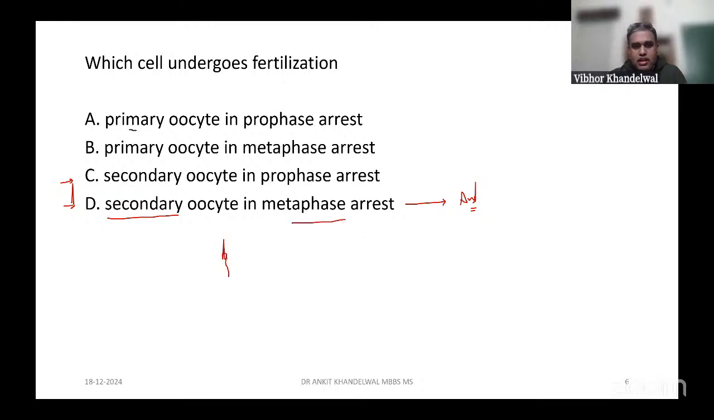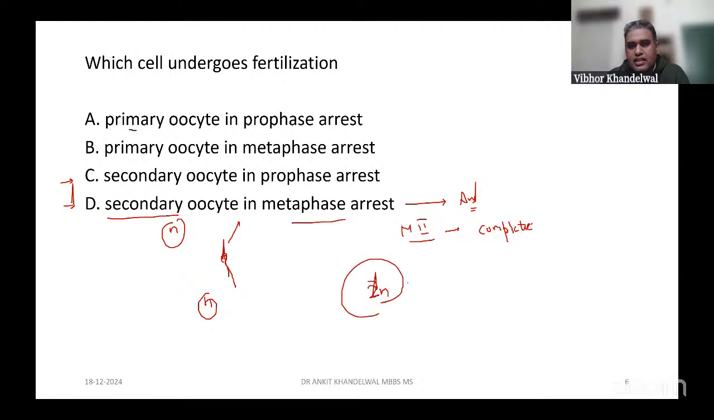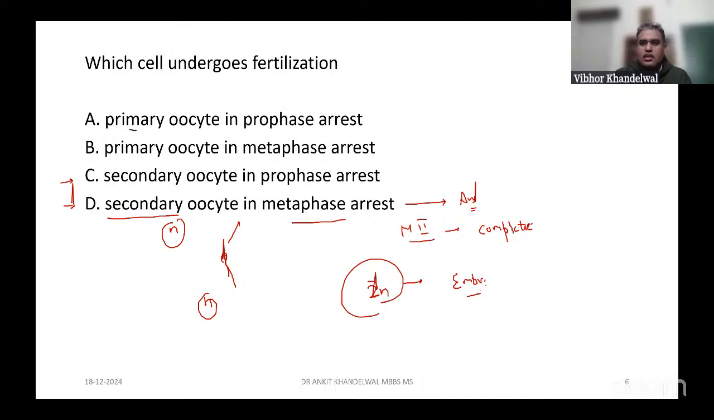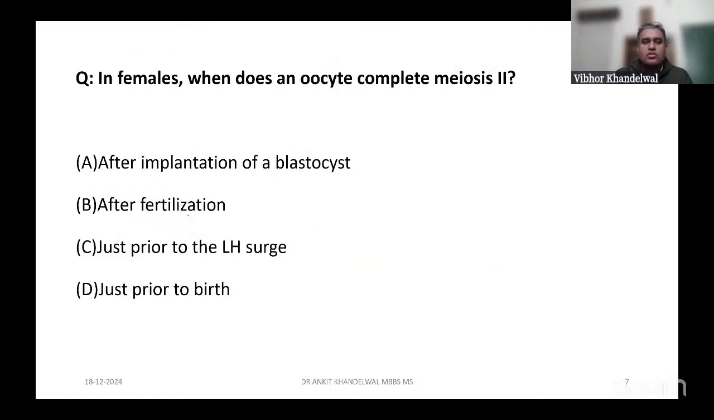When the sperm comes and fertilizes this, only then will meiosis 2 actually get completed, because it will now come out of the arrest. I hope you're getting my point. The n of the sperm meets the n of the secondary oocyte, and then the zygote 2n is formed. That is fertilization, and that is the beginning of embryology. Now, in females, when does an oocyte complete meiosis 2? Let's look at the previous question. Meiosis 2 will get completed when the sperm comes in and fertilizes. So the answer is after the fertilization.